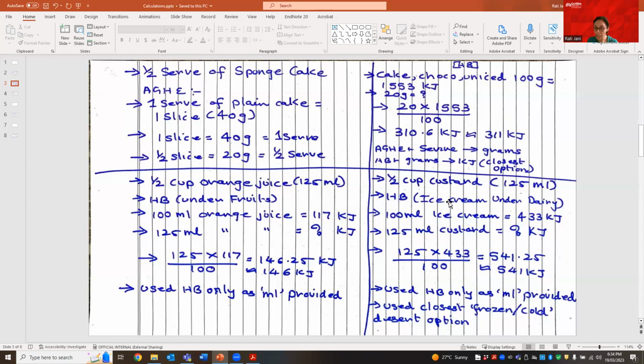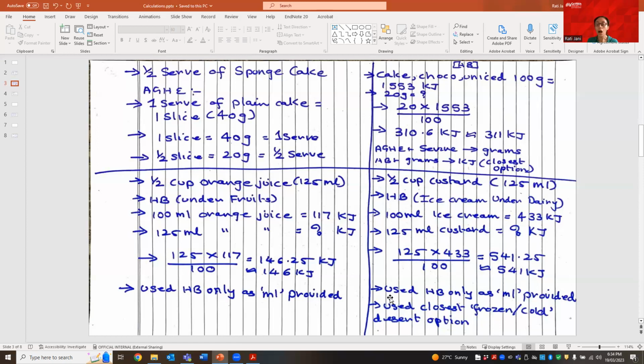So I directly jump to my handbook. Why? Because I have the numeric value in the patient's dietary recall, which is 125 ml of custard. Now what does the handbook say? The handbook says 100 ml of ice cream is 433 kilojoules. This is from your handbook under the dairy section. So for me, 125 ml of custard, which is the closest thing to ice cream, is how many kilojoules? Again, you marry these two numbers, 125 into 433 divided by 100. So what do you have? You have 541 kilojoules.